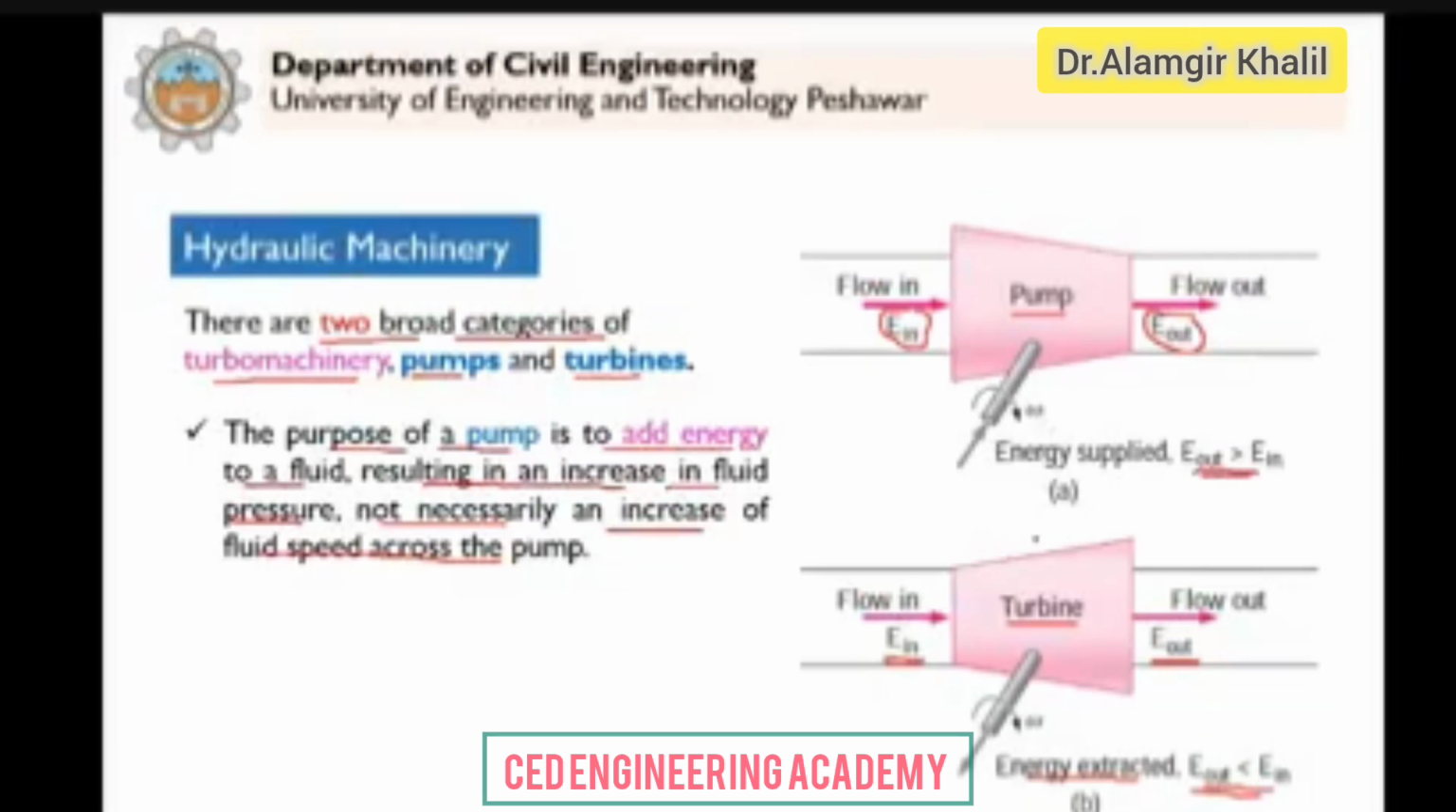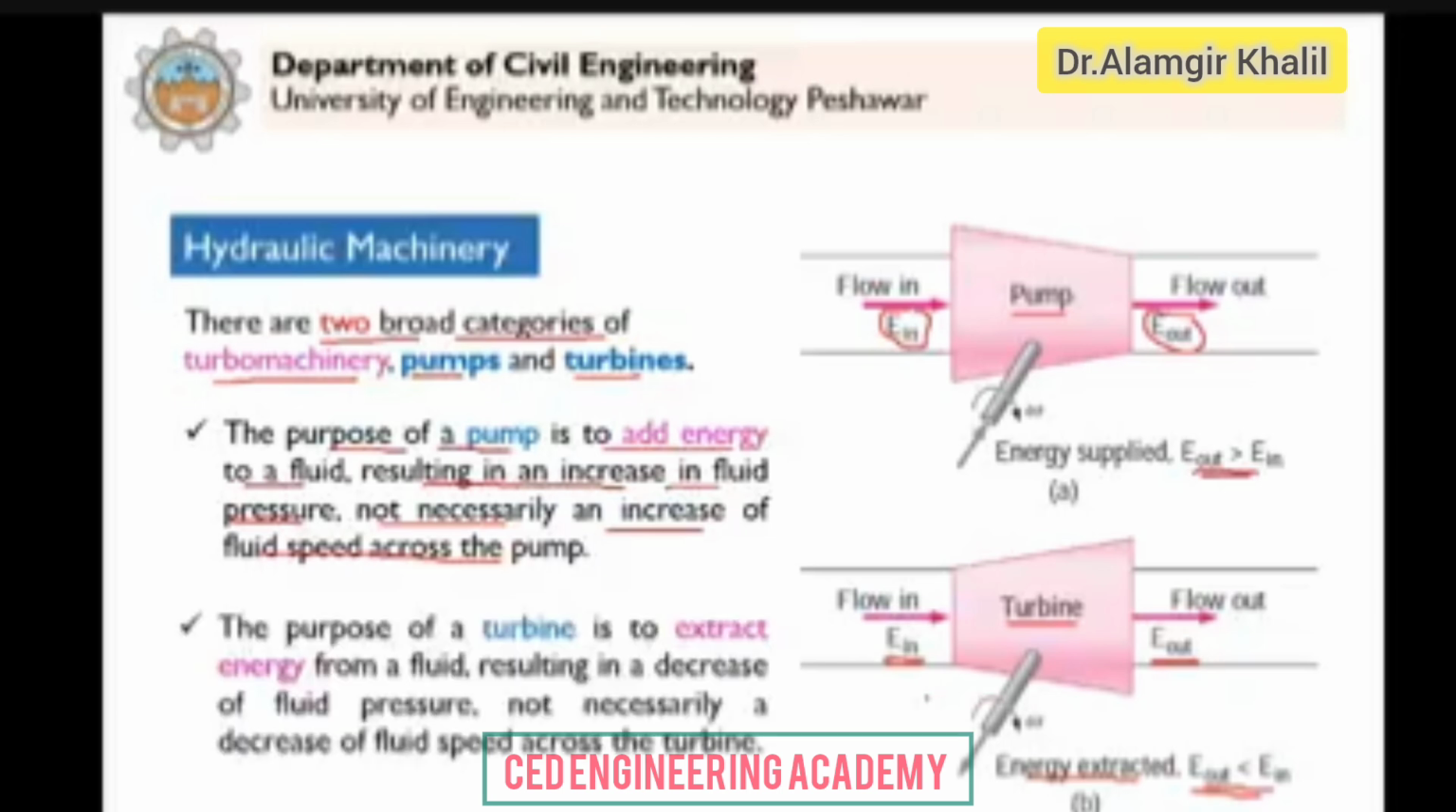So essentially pumps and turbines, they are the opposite. Their working is the opposite. Pump converts mechanical energy into hydraulic energy, whereas turbine converts hydraulic energy into mechanical energy. So for a turbine, we say that the purpose of a turbine is to extract energy from a fluid, resulting in a decrease of fluid pressure, not necessarily a decrease of fluid speed across the turbine. So this is the very broad and basic difference between the two broad categories of turbo machinery.